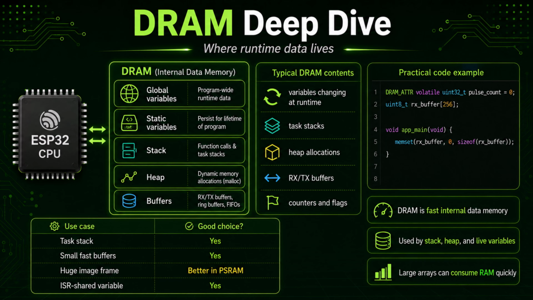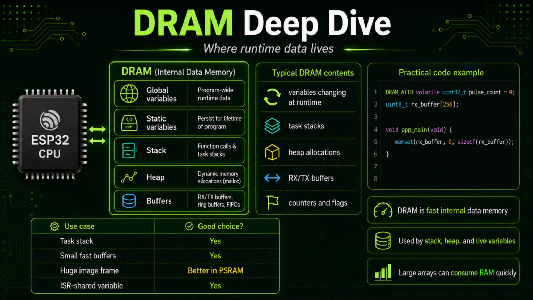This means internal DRAM can disappear surprisingly quickly in a complex ESP32 application. Imagine an application using Wi-Fi, Bluetooth, FreeRTOS tasks, a web server, JSON processing, and large communication buffers. Even if the ESP32 has plenty of flash space remaining, it may still run out of internal RAM. This is an important distinction. Flash capacity and RAM capacity solve completely different problems.